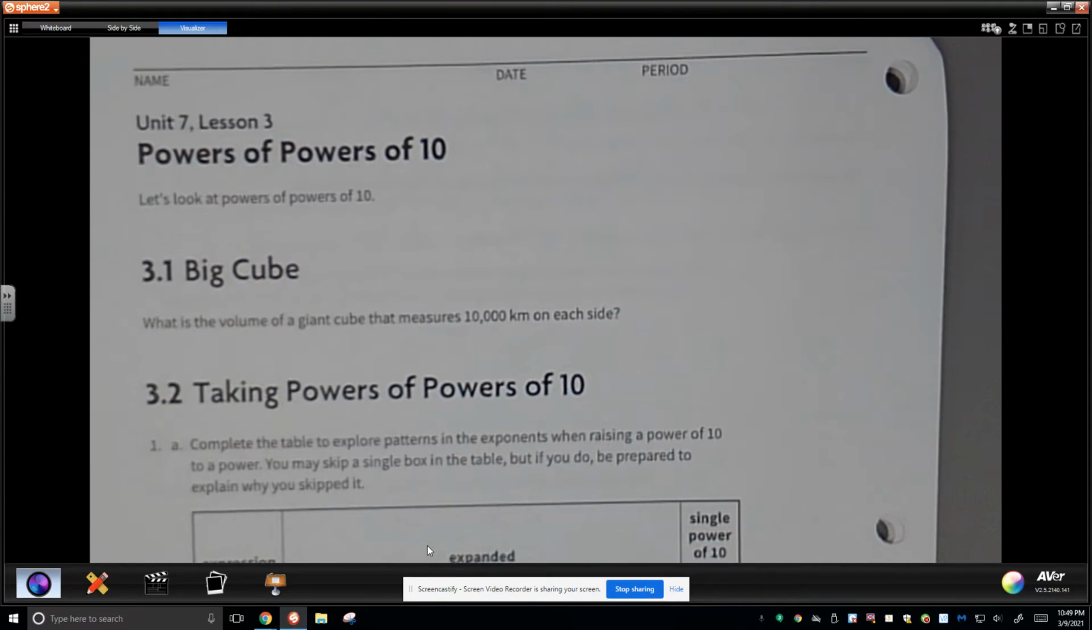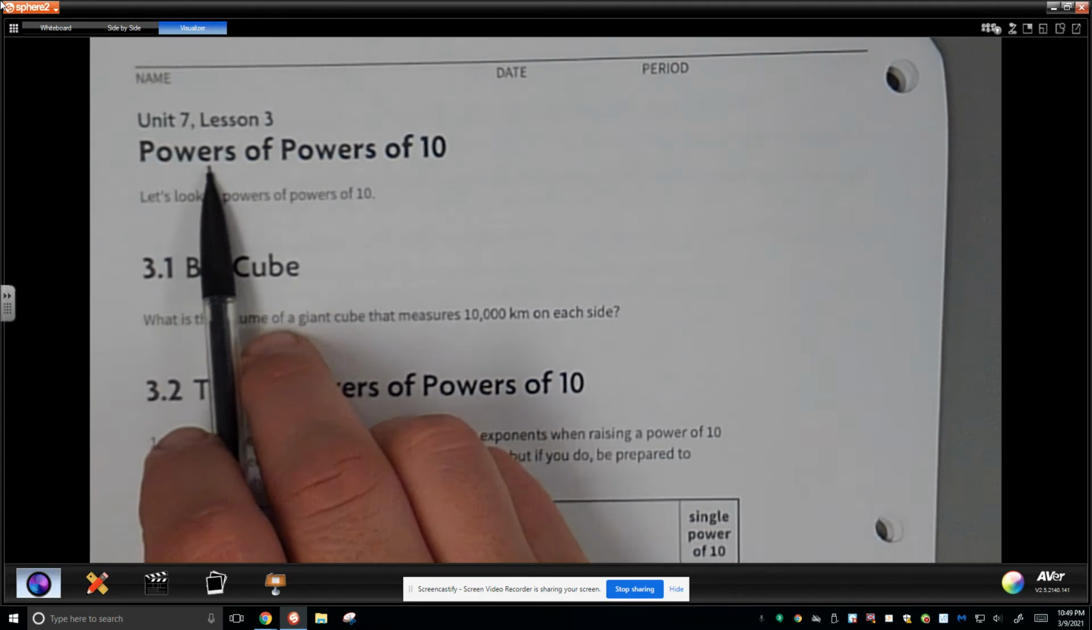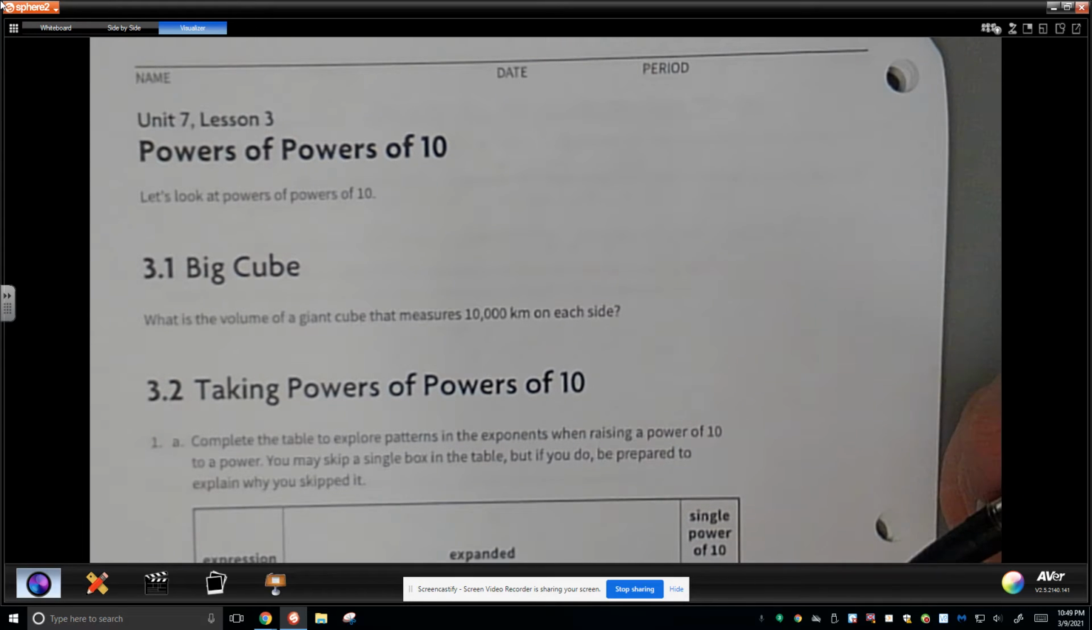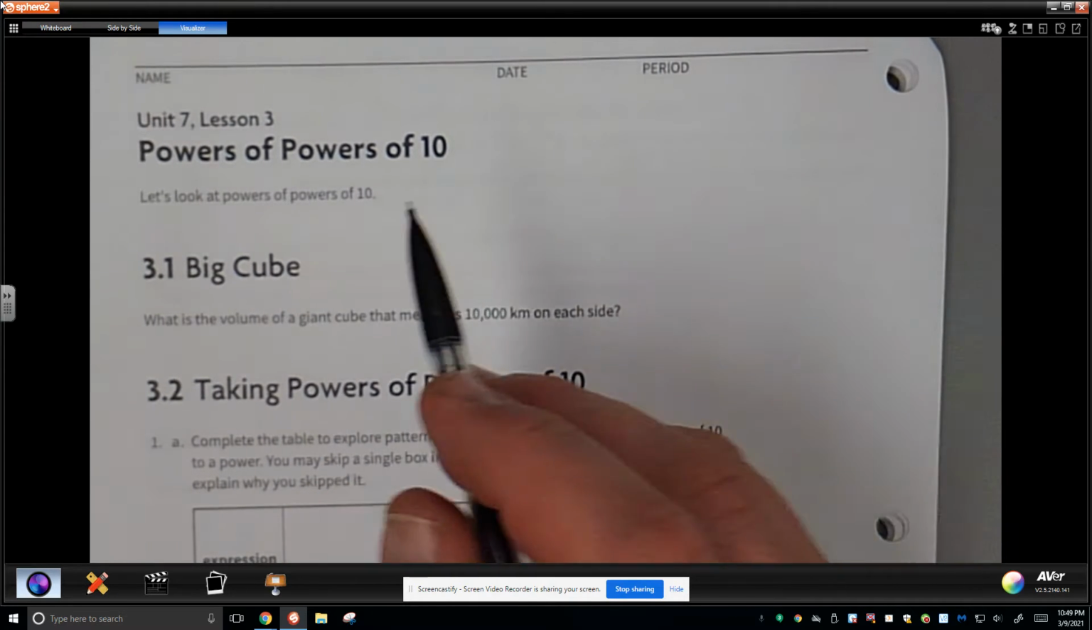Here we are with Unit 7, Lesson 3, powers of 10. So we're going to be talking about what it means to have a power of a power, and specifically of 10. We're really just using 10 as our base all the way through. So we're going to talk about powers of 10.